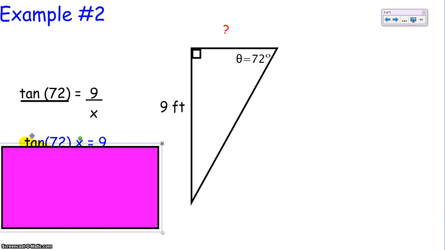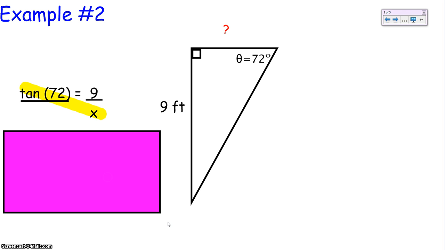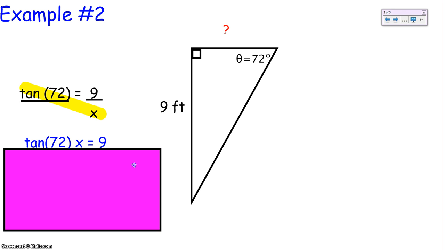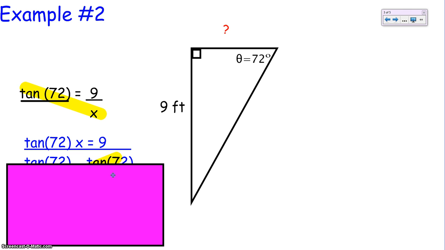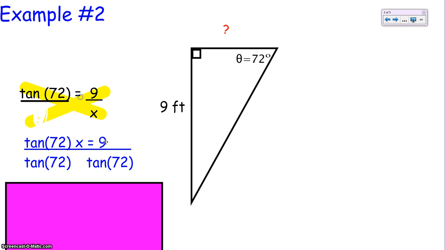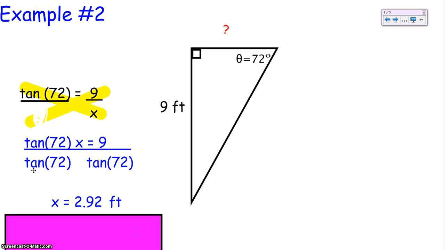When I go through to cross multiply, I am multiplying the tangent of 72 times x. That's going to change when I cross multiply here. But just like any other cross multiplication, tangent 72, that whole thing is one number. So all I have to do is divide both sides by tangent of 72. And when I do that, I end up with 2.92 feet.